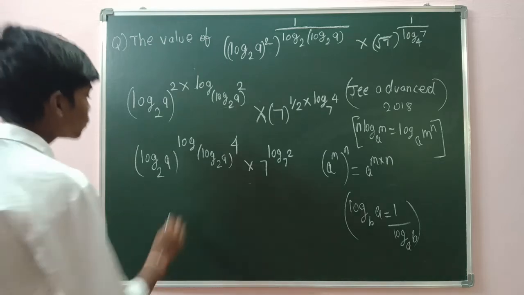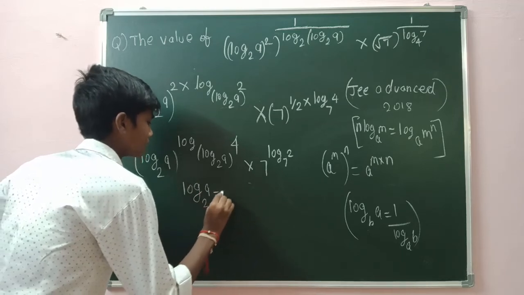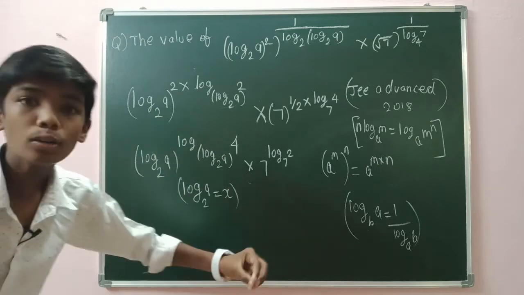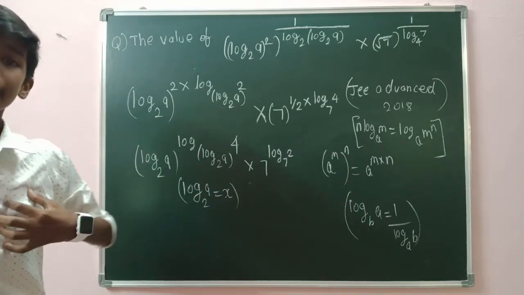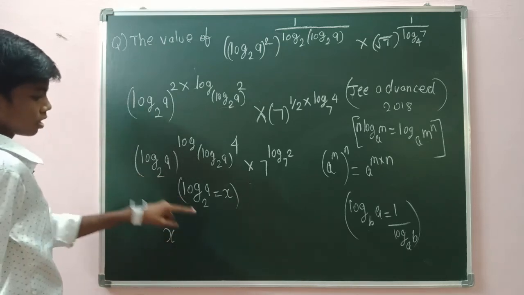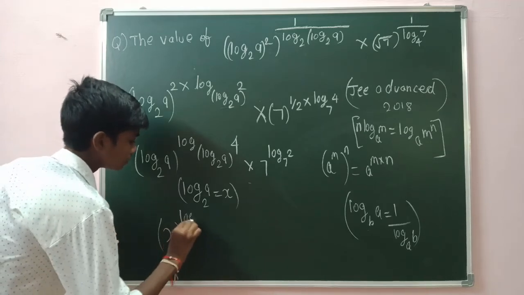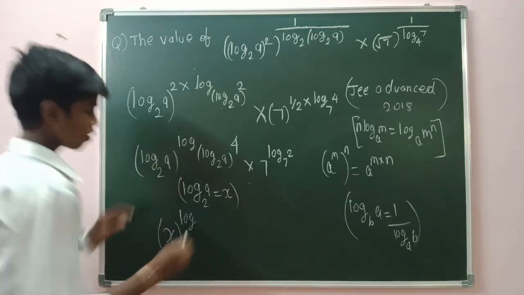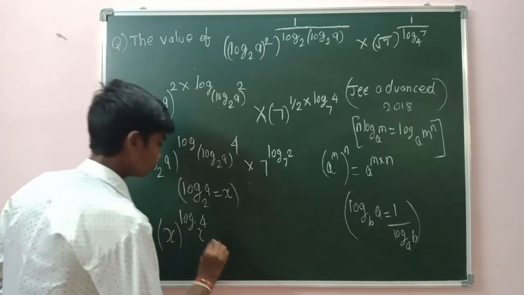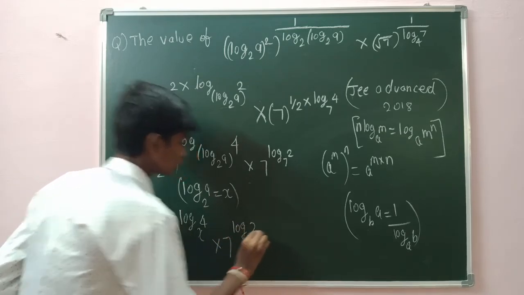So now after this, what you're going to do is take your log of 9 to the base 2 as x. Let me take like that for simplicity because it looks very big. I need to take it as some value so that makes my task very easier. Okay. So when I take like that, because log of 9 to the base 2 is x, we get x power log of 4 to the base x, then into 7 power log of 2 to the base 7. This is what I'm having, right?